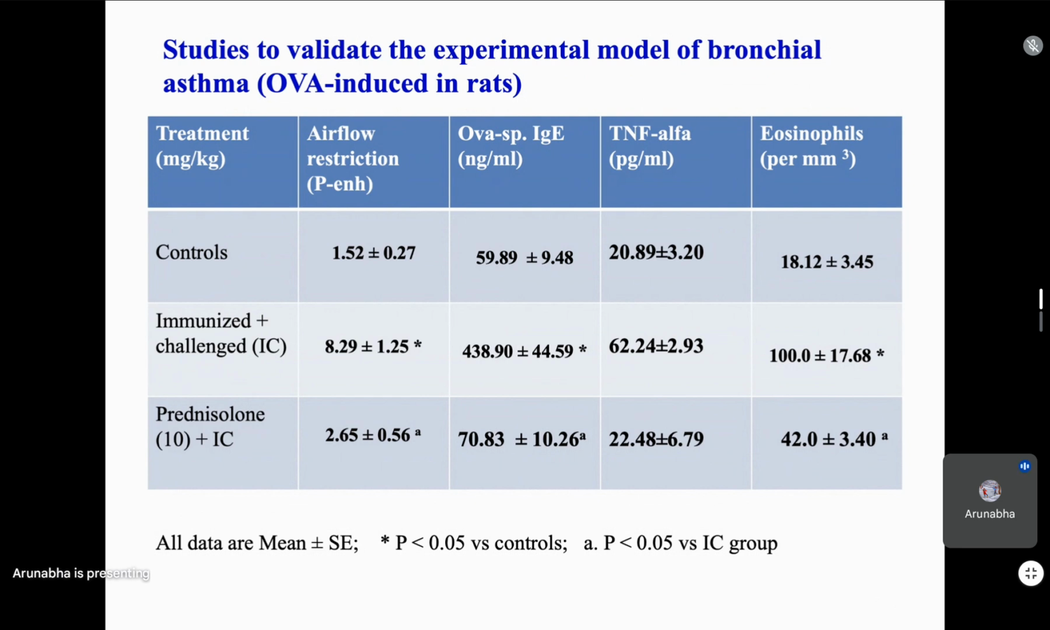And in the disease control model, that is the immunized and challenged model, there is an increase in airflow restriction. So that means there is bronchoconstriction. And when the standard drug prednisolone, that is the steroid, is given, you can see the airflow restriction is reversed. So once we establish the model for asthma, we will go to the next slide.